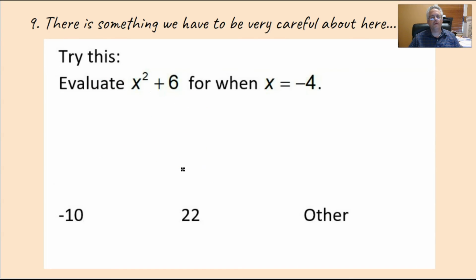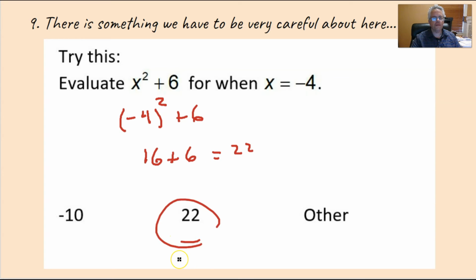All right, hang in there. We got a couple important things and then we'll be finished. I've already mentioned this. It's important to be careful when we substitute negative values in for x. So we want to evaluate x squared plus 6 for x equals negative 4. We need to put parentheses around the negative 4 when we raise it to a power, and then add 6. Negative 4 squared is negative 4 times negative 4. A negative times a negative is a positive. So that's positive 16 plus 6, which equals 22. So that was the right answer.